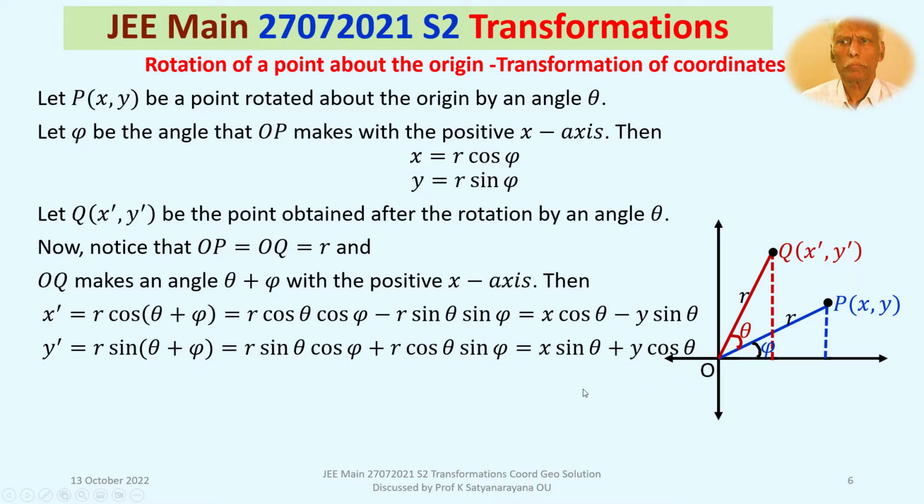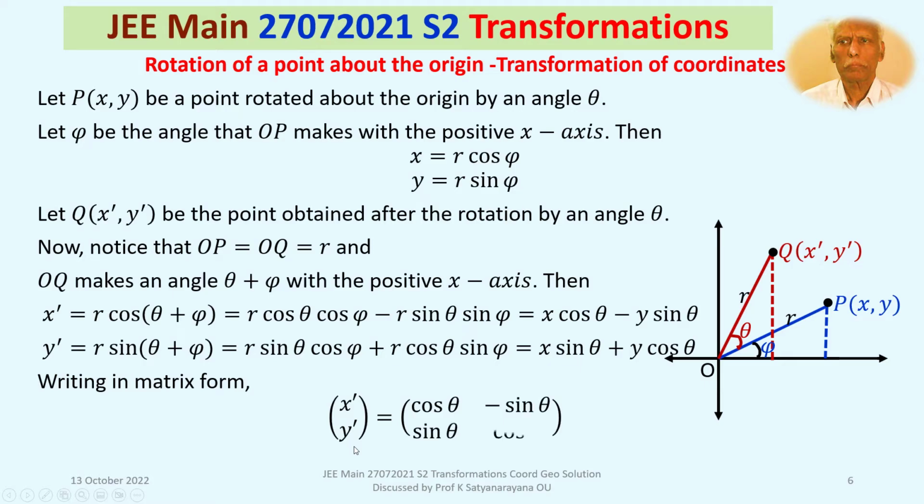Now, writing in matrix form, the new coordinates (x prime, y prime) are equal to the matrix with first row cos theta, minus sin theta, and second row sin theta, cos theta, multiplied by the coordinates of P, (x, y). So the point with coordinates (x, y) will be transformed into (x prime, y prime), and this is the relationship, and this is the matrix of the rotation.